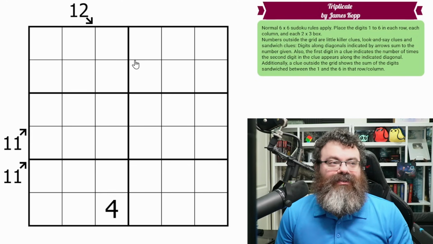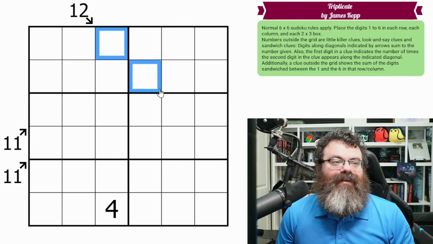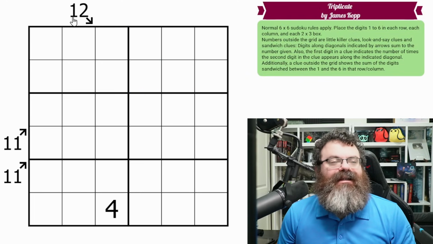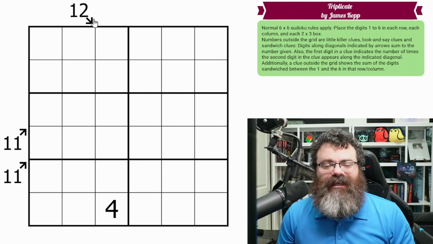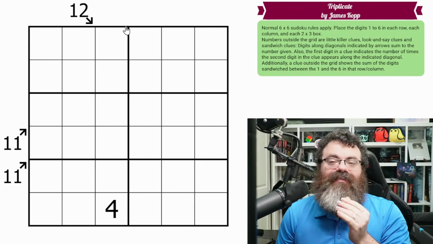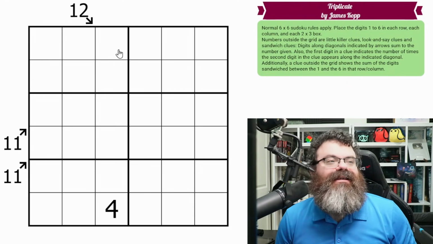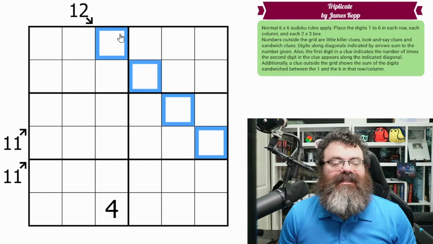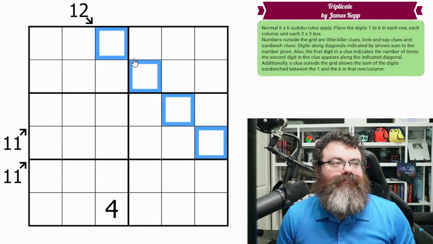In addition to that, we have look and say clues. So in addition to summing to 12, this is telling us if you read the digits one at a time, 1, 2, it sounds like we're saying there is 1, 2. So 2 appears one time. And so that's what we're saying, is that 2 is going to appear exactly one time within these 4 cells that it points at. That's look and say.